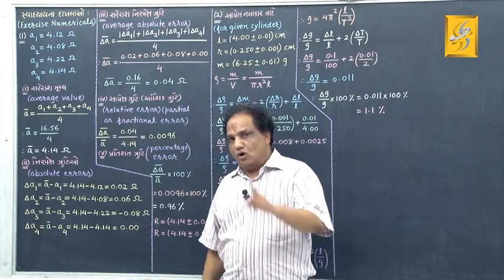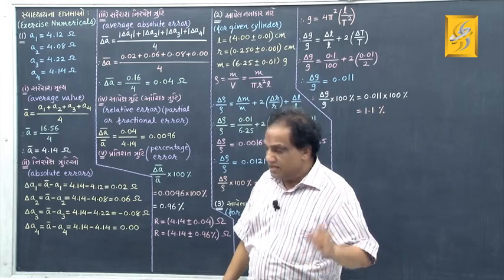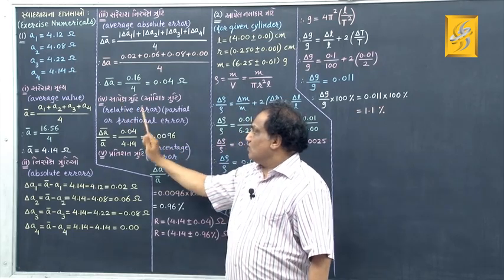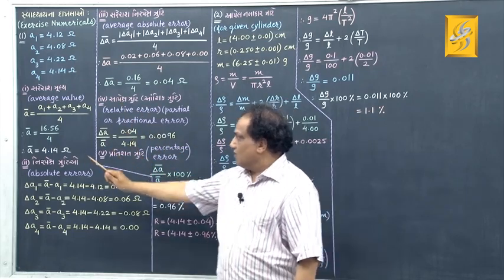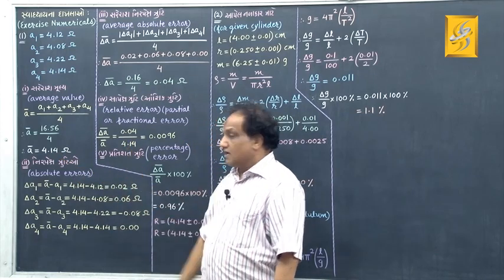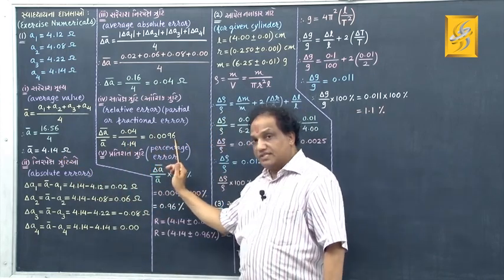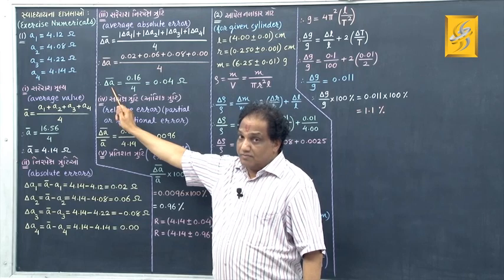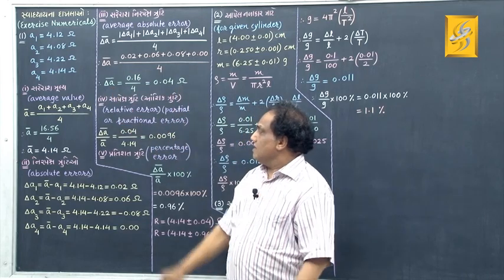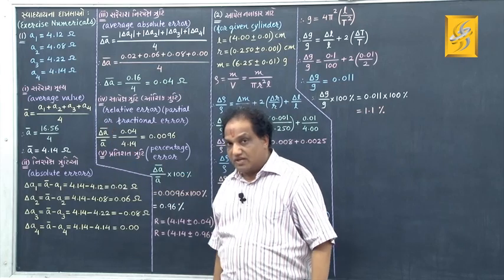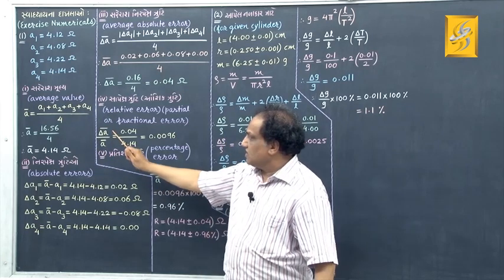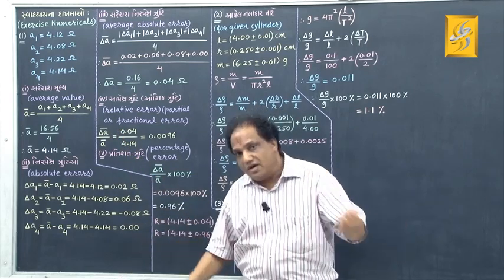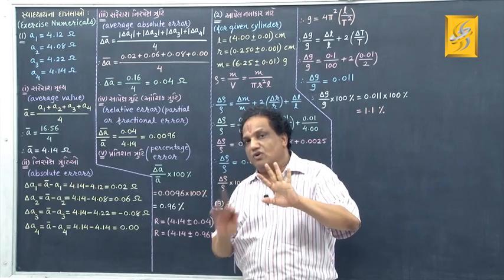Now relative error or partial error or fractional error, it is delta A bar upon A bar. Delta A bar is 0.04 divided by A bar is right now 4.14. This upon this comes out to be 0.0096, okay. Remember, this is the average value of absolute error which has the unit, but this is relative or partial or fractional error which does not have any unit, because it is resistance upon resistance. Resistance upon resistance will be not having any unit. Okay. Ratio of identical physical quantities will not have any unit.